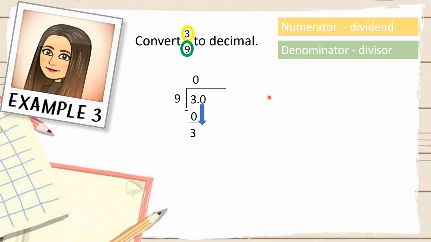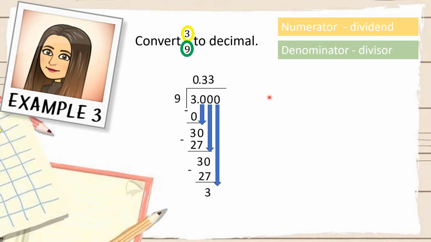What will you do to 0? You have to bring down. 30 divides 9 will give us 3. 3 times 9 will give you 27. So 30 minus 27 is equal to 3. So again, cannot be. Add 0. Bring down 0. 30 divides 9 is equal to 3. Times 9 is equal to 27. So 30 minus 27 is equal to 3.